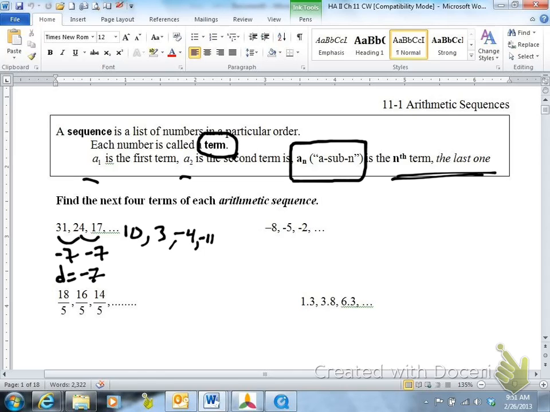The next sequence, negative 8, negative 5, negative 2, the common difference is what? Oh, there's no one here to answer. So I guess I have to answer it. The common difference, let's see, from negative 8 to negative 5, you're adding 3. Negative 5 to negative 2, you're adding 3. So to find the next four terms, you add 3. So that would be 1, 4, 7, and 10.